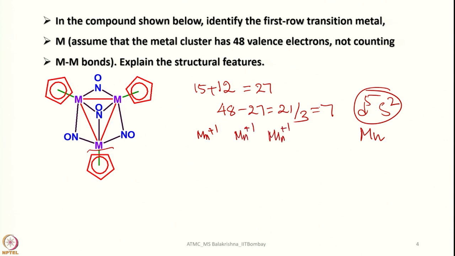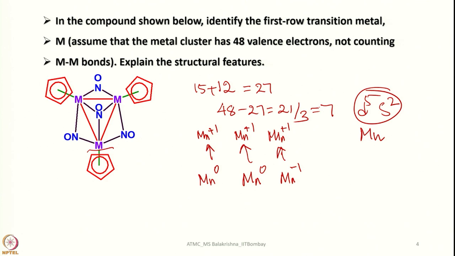So 4 NOs are there, one will give one electron here, another one gives another electron here, and then the 2 NOs will give 2 electrons to one of the manganese. As a result, what happens? It becomes Mn0, this becomes Mn0, and then it becomes Mn minus 1. So now we know that you can use the ionic method to identify the metal here. You should remember, to consider Cp becoming Cp minus, manganese has to give one electron, it is given here. So all manganese are in plus 1 state, because each one is making a bond with a Cp group.